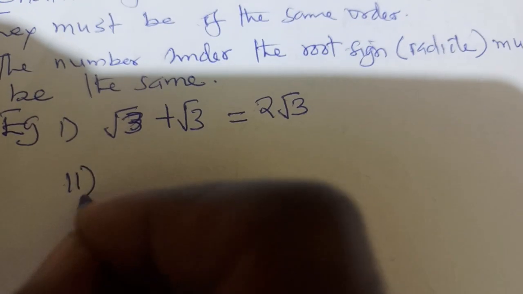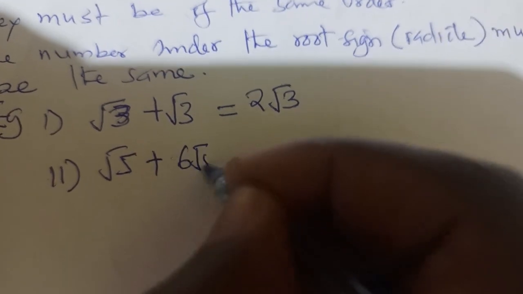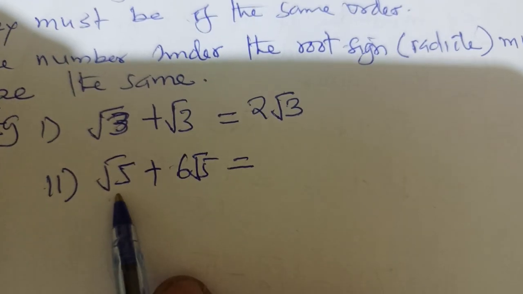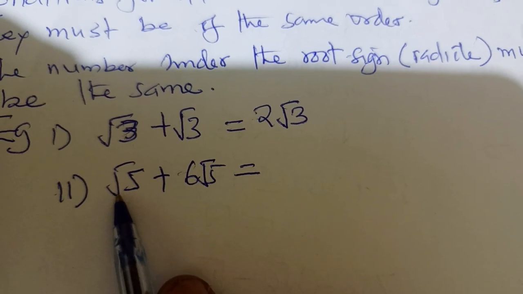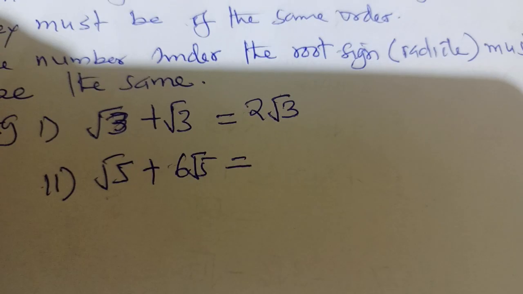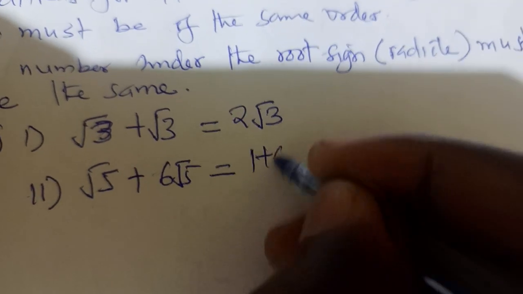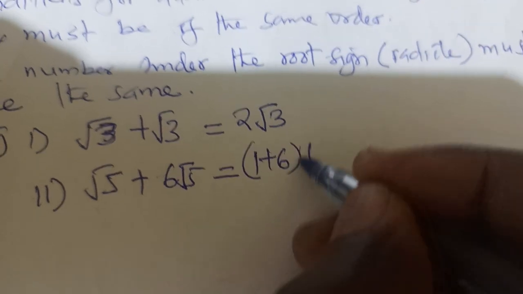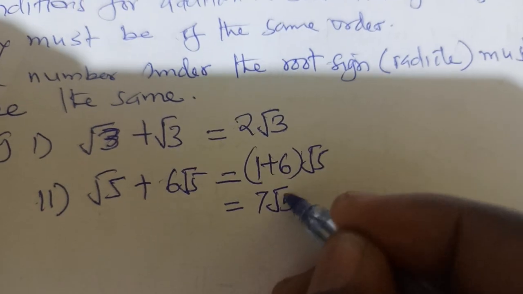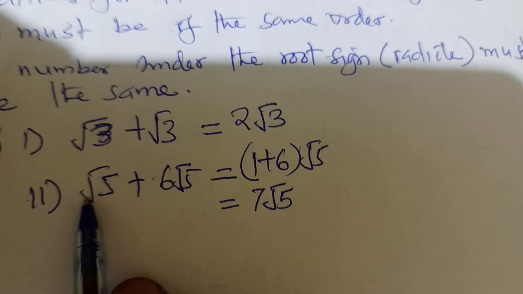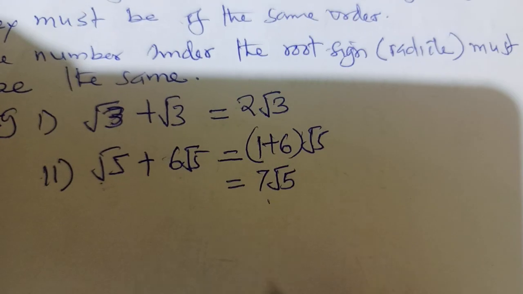If we take another example, like we have root 5 plus 6 root 5, you can see here we have root 5 and 6 root 5, surds of the same order, order 2, and the number under the root sign is 5. So in this case, we have 1 plus 6, then our root 5, and this gives us 7 root 5. You can see root 5, that is 1 root 5, simply read as root 5, plus 6 root 5 gives us 7 root 5.